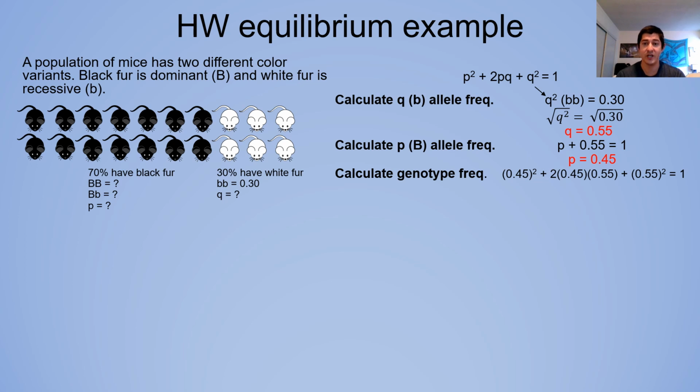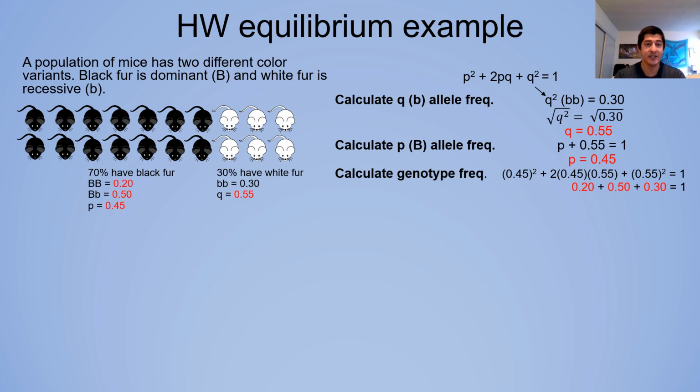So to calculate the genotype frequencies, we put 0.045 for the p squared. To get the heterozygous, we multiply 2 times 0.45 times 0.55, the allele frequencies of both the dominant and recessive, and then we do the square of the allele frequency for the recessive gene, which is 0.55. And when you calculate all that out, we get 0.2, 0.5, and 0.3, which adds up to 1. So our math checks out.